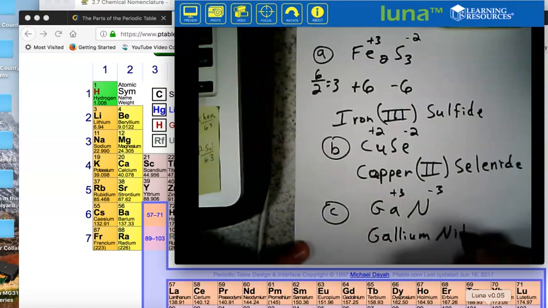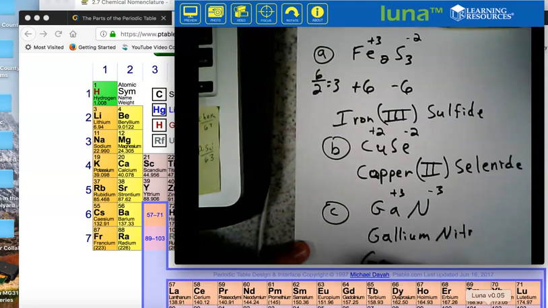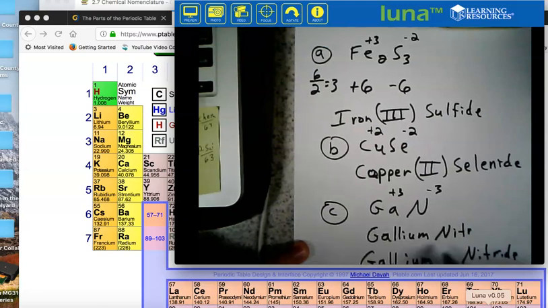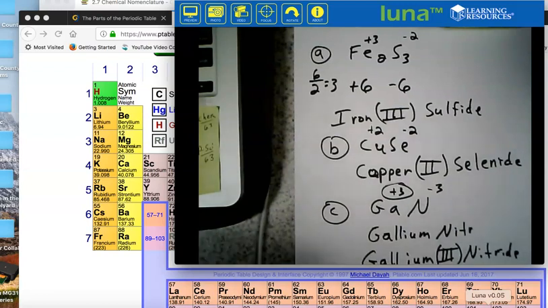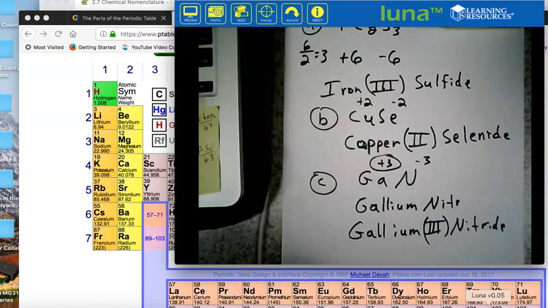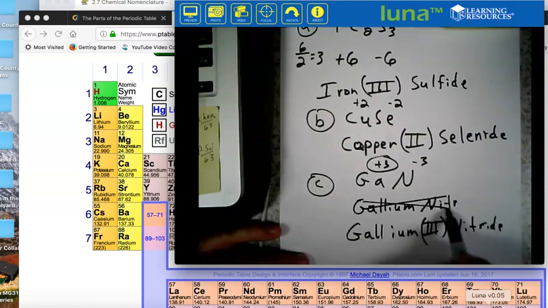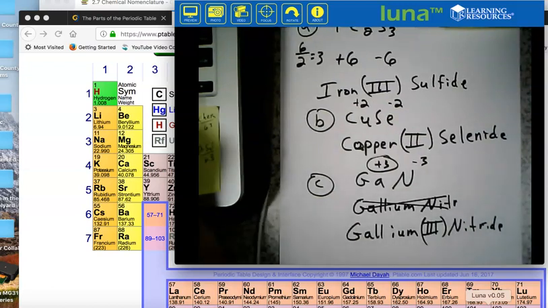Nitrogen becomes nitride. Oops, I forgot to leave a space there. All right, so we also have to give it some sort of charge, right? Because the charge is a +3, this is going to be gallium, Roman numeral 3, nitride. Okay, gallium(III) nitride.